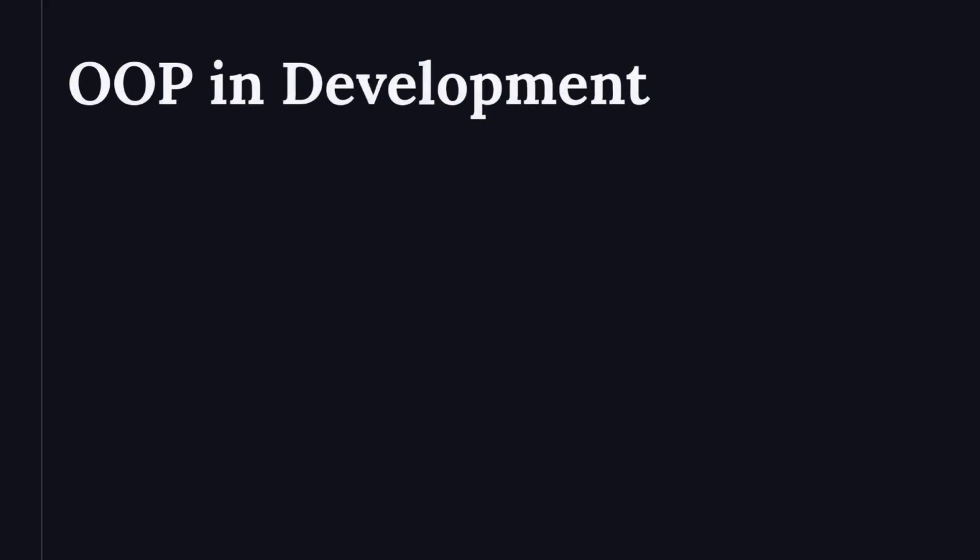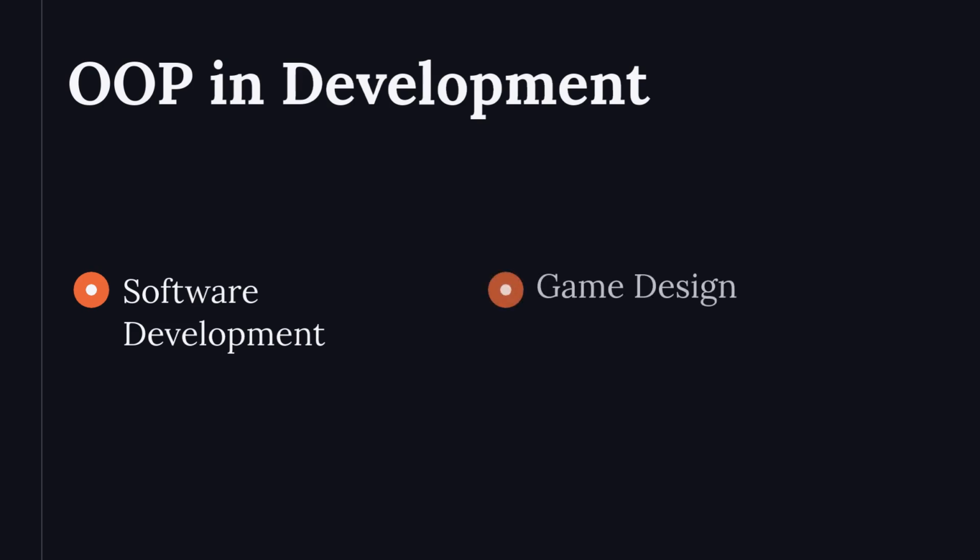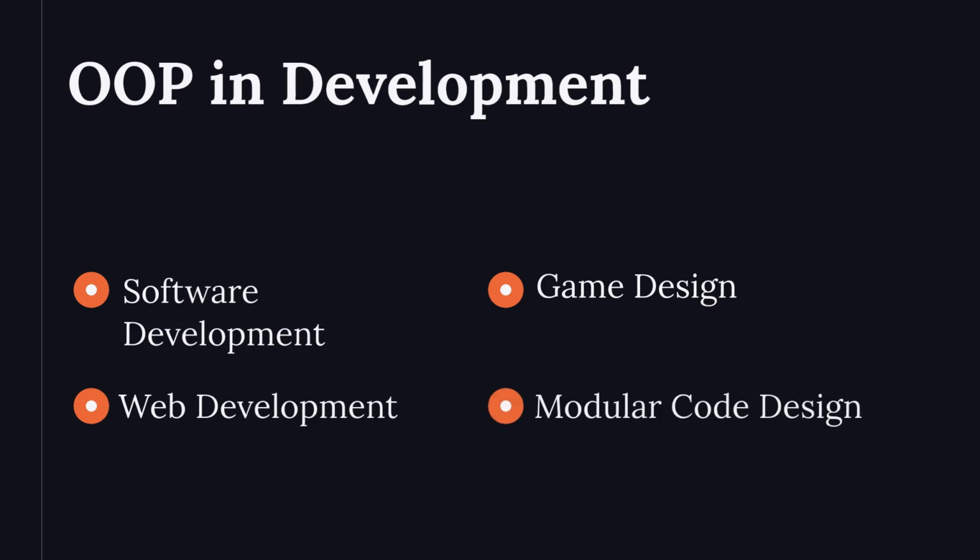OOP is used in software development, game design, and web development. It simplifies complex software design by promoting modular code. In data science, it encapsulates data processing in classes. OOP is essential for maintainable and scalable code. It's a staple in modern development.